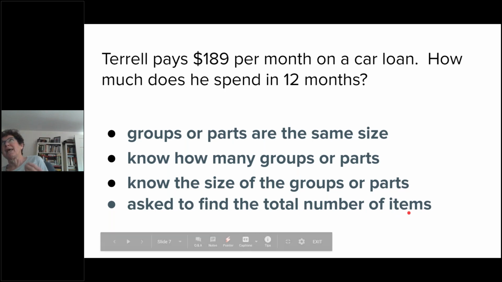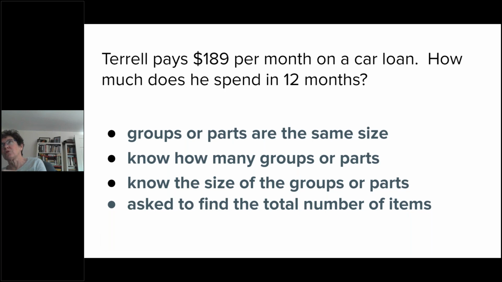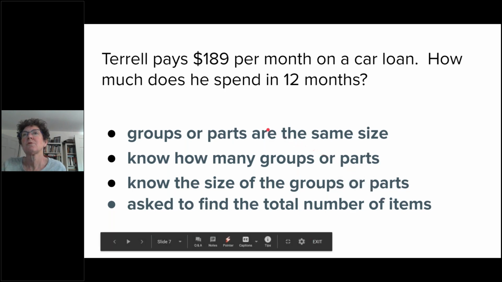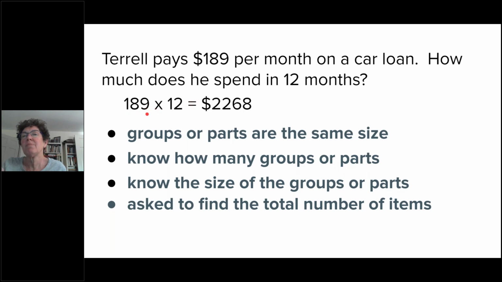So when we are being asked to find a total, our groups and parts are the same, and we know the number, then that's a multiplication problem. What would that multiplication problem be? $189 a month times 12 months. My total is $2,268.